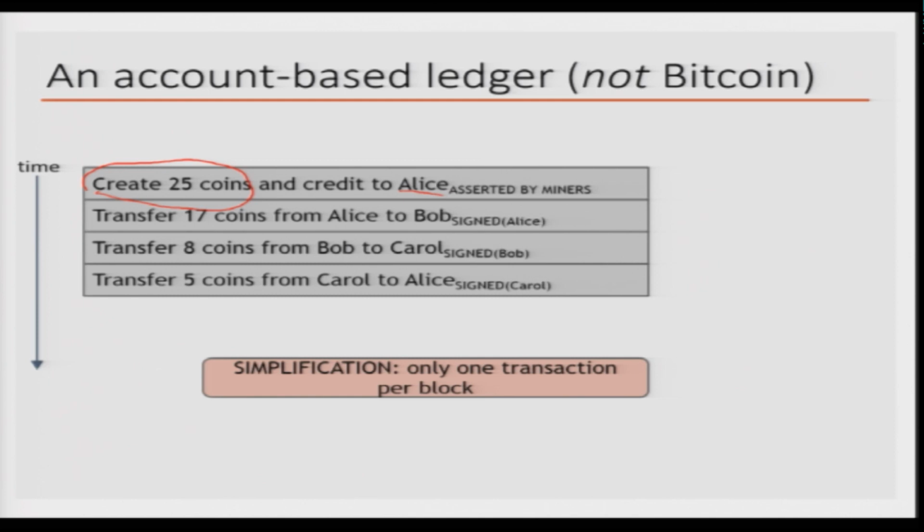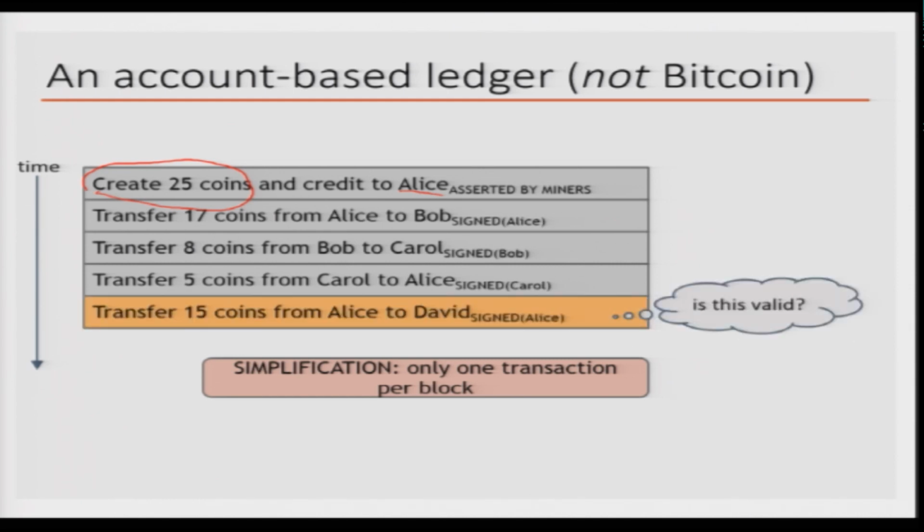We can also consider these as if these are the blocks. Now, let us say at this point Alice wants to transfer 15 coins to David. All the participants need to check the validity of this, and in order to check the validity they may have to go back to the first transaction where Alice had 25. Then they find that in the next transaction Alice gives 17, so she has 8. In the next one it does not involve her, and in the next one she gets 5, so she has 13. So she cannot give 15 coins to David. It is an invalid transaction.